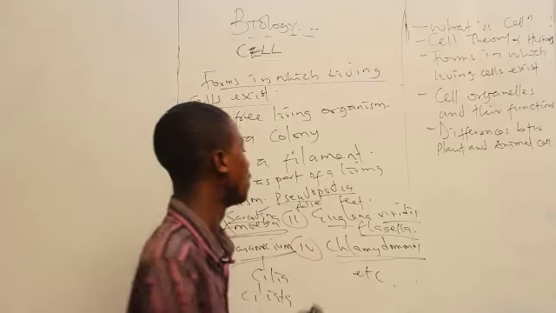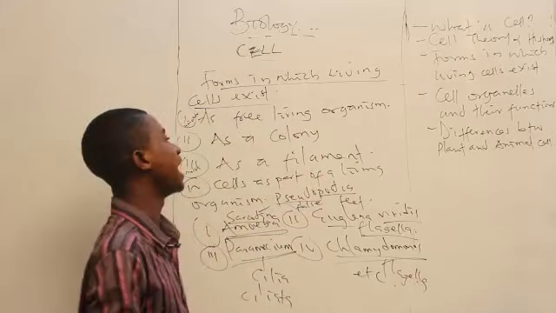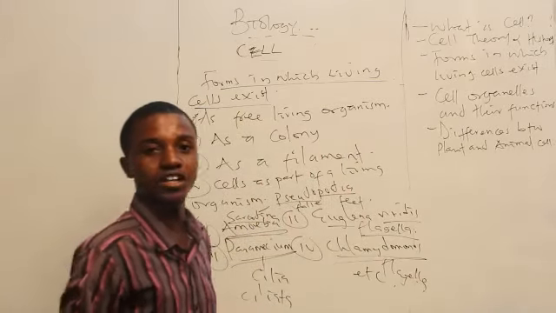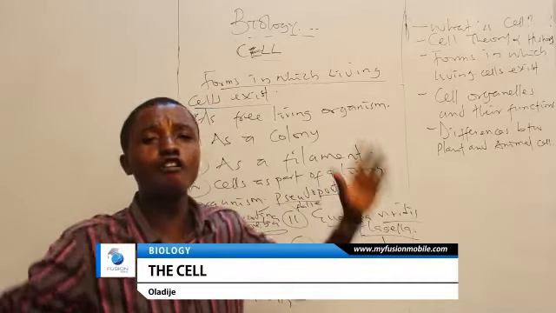Chlamydomonas also moves with the aid of what? The flagella. So these are the basic organisms that live freely in nature. They are independent. They don't depend on anyone. They have one cell performing all functions.